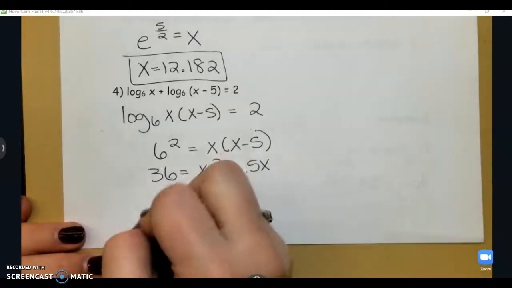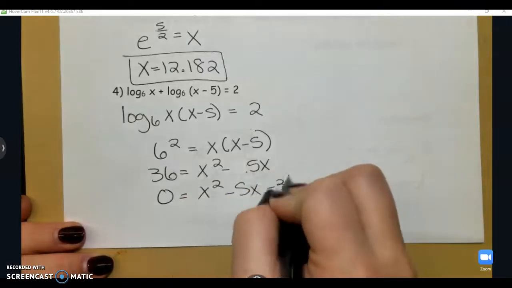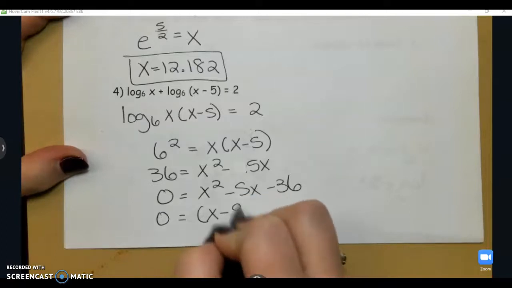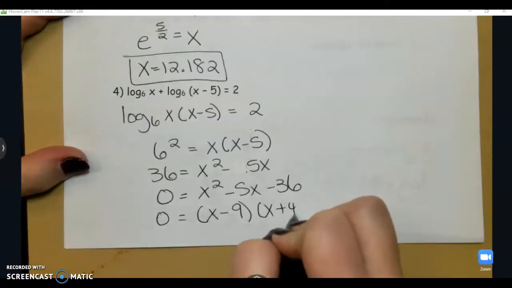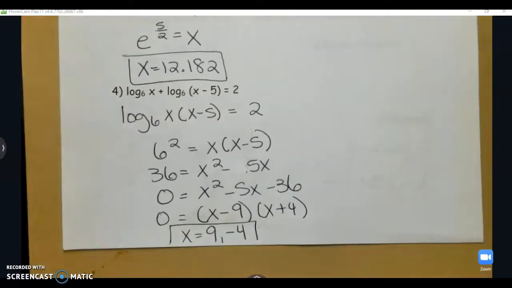All right, and I'm going to move everything to the same side. And I can factor this. That is going to give us x minus 9 times x plus 4. And so our two solutions are x could be 9 or negative 4. And that is it for both day 1 and day 2 of our 9.4 notes. We have now looked at exponential equations and logarithmic equations.